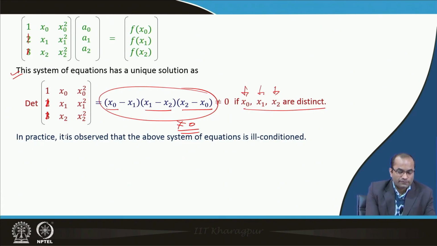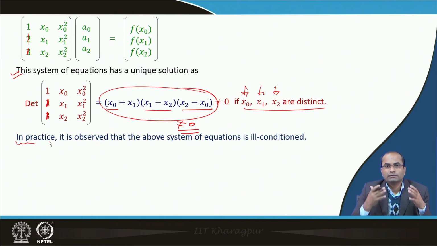So, in practice, what is the problem now? This explains the method, the way we can construct a polynomial given data points. If n plus 1 data points are given, we can uniquely construct a polynomial of degree n. So, what is the problem? Why are we now discussing more about the polynomial?